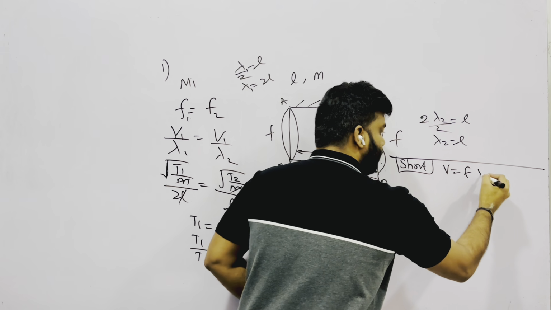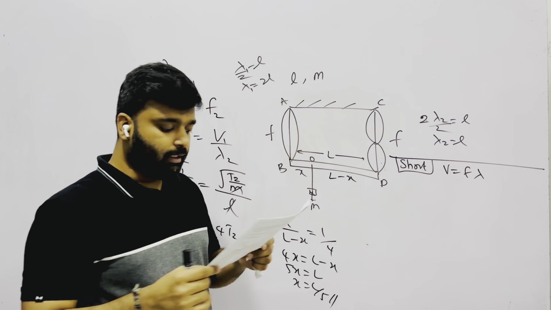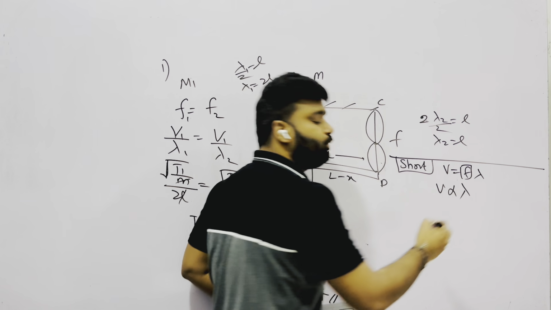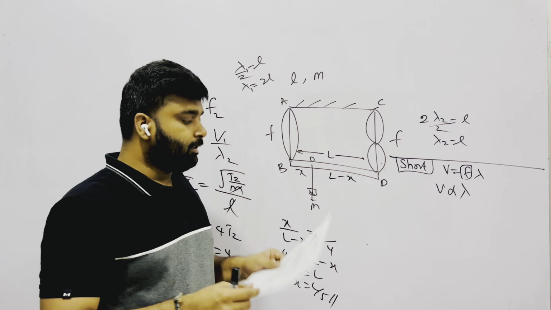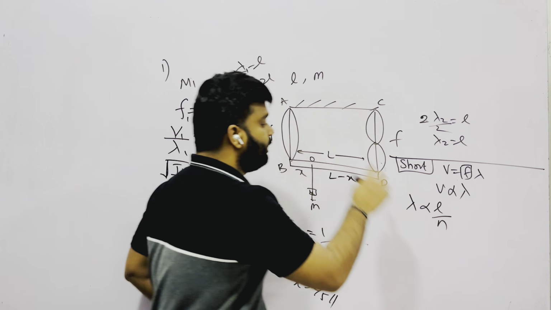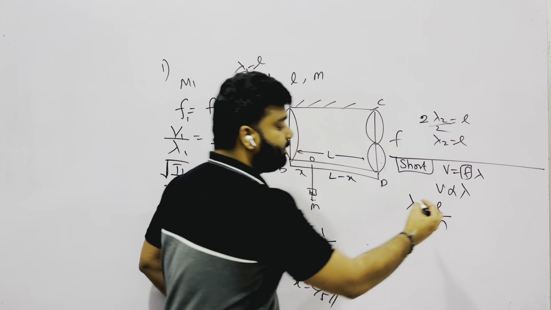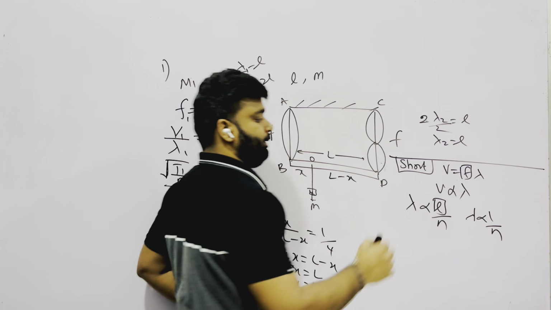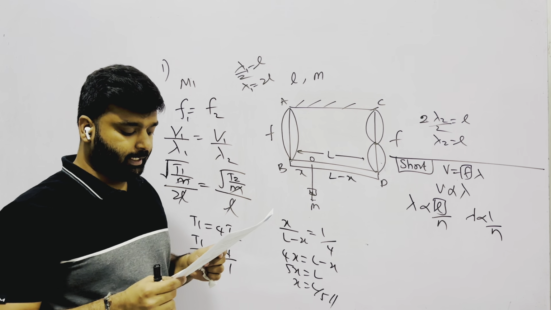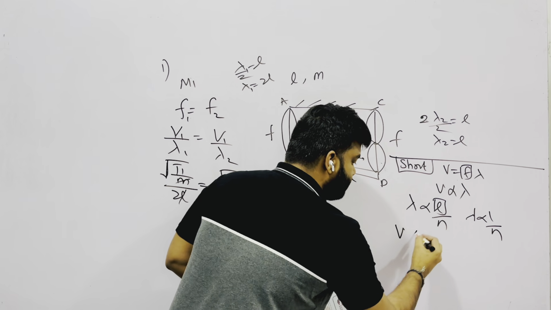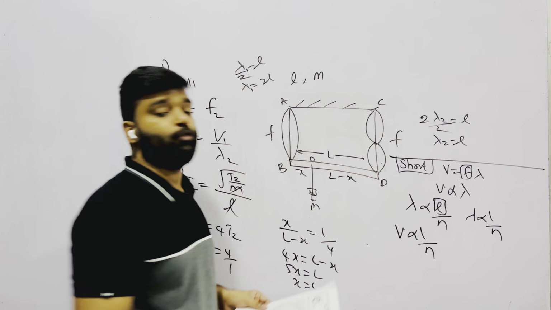V is equal to F lambda. Both frequencies are the same. Therefore, V is proportional to lambda. Then, lambda is proportional to L over N. In both instances, L is the same. Therefore, lambda is inversely proportional to N. N means number of loops. Then you can combine both of them. V is inversely proportional to number of loops.